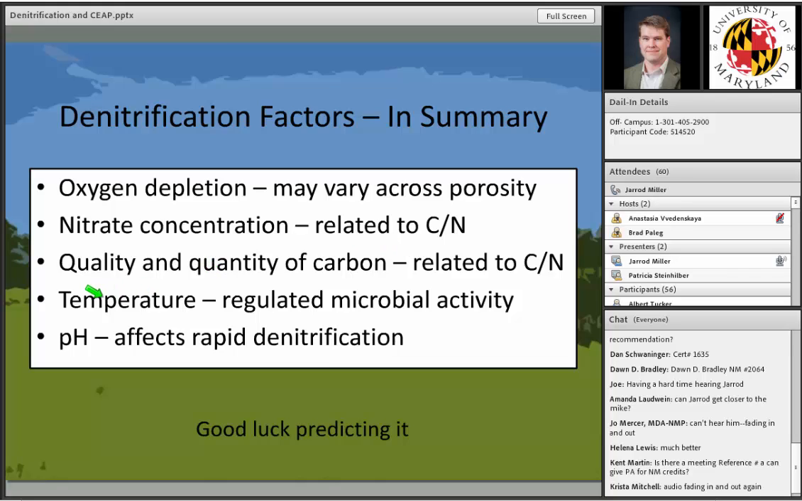So the obvious issue here, when you see all 5 of these things, is how are you going to predict denitrification in a soil when you have so many factors affecting it? Now, saturation across the pore space and nitrate and carbon can all vary within a couple inches and a couple feet in soil. Temperature might be a little more consistent and pH might be a little more consistent, but the variability in these in soils will make a large variability in denitrification across a landscape.